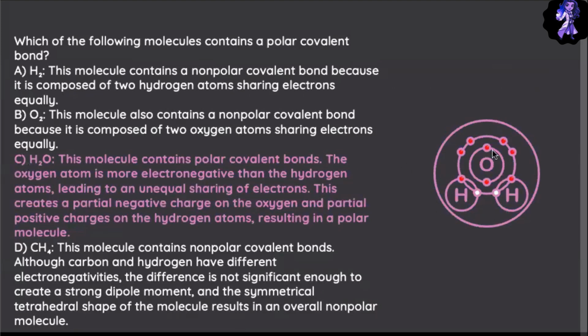And you could see here the water molecule and the lone pairs that we talked about before that show that the shape is bent, which leads us to have a polar covalent bond.